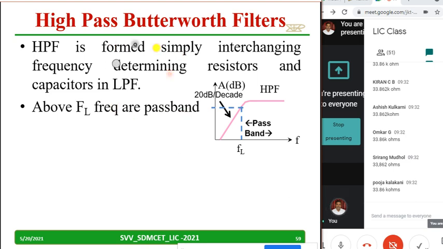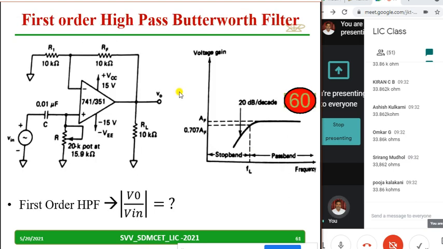Before we go to the circuit diagram, how to get a high pass is simply interchange the R and C position and you will get FL. The circuit almost looks the same, only instead of R and C, we are writing C and R. Copy down the circuit diagram and response so that we can derive the gain equation.